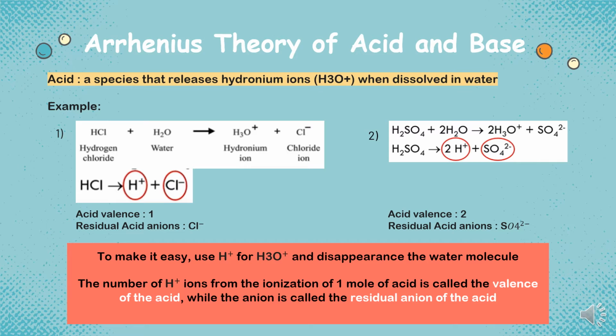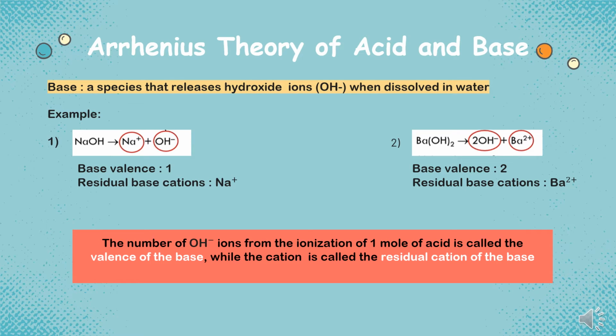The number of H+ ions from the ionization of 1 mole of acid is called the valence of the acid, while the anion is called the residual anion of the acid. Next, base, a species that releases hydroxide ions when dissolved in water. Example, first, sodium hydroxide. Sodium hydroxide forms sodium ion plus hydroxide ion with base valence 1 and residual base cation sodium ion.